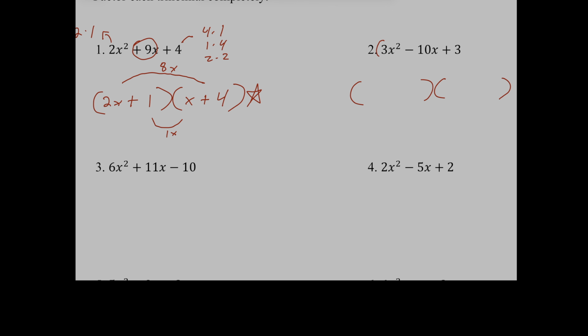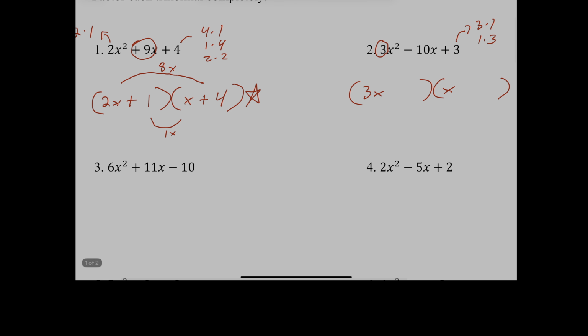Because 3 is a prime number. So this is going to be 3x and x. I don't even need to think about it. But this is either going to be 3 and a 1 or a 1 and a 3. I don't know yet. But let's look at the signs first. Third term is positive. So my signs are going to be the same. I look at the middle number and see it's a negative, so it's going to be a minus minus.